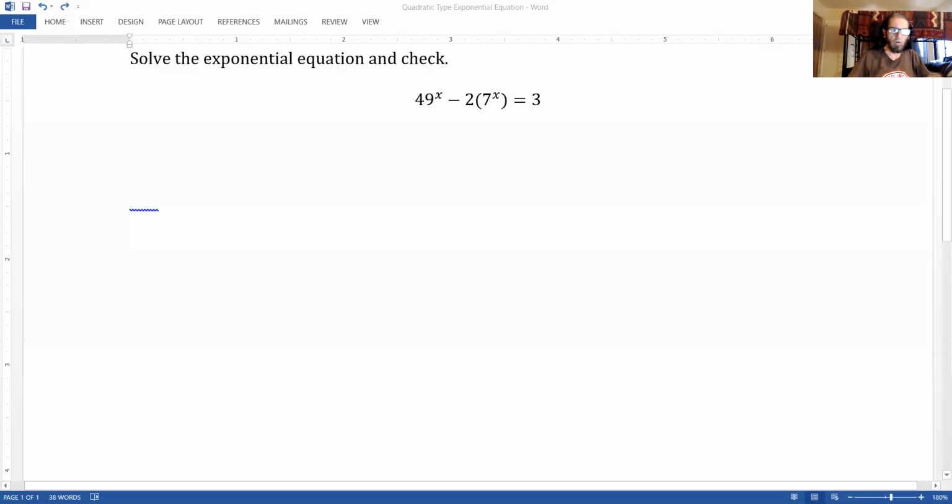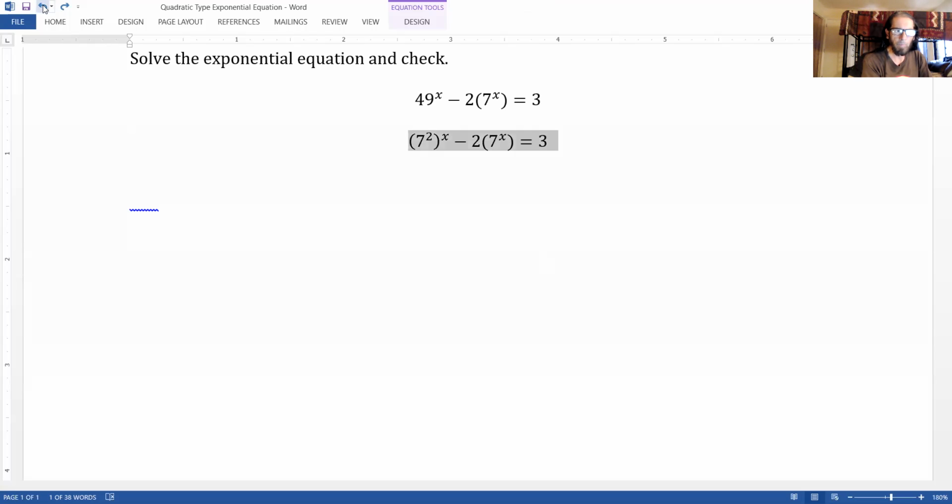Let's round out this set of examples on solving exponential equations, looking at one where we get an exponential equation that is of quadratic type. If you notice, 49 in that first term, 49 to the x, 49 is equal to 7 squared. And we're seeing a 7 raised to a power in the second term.